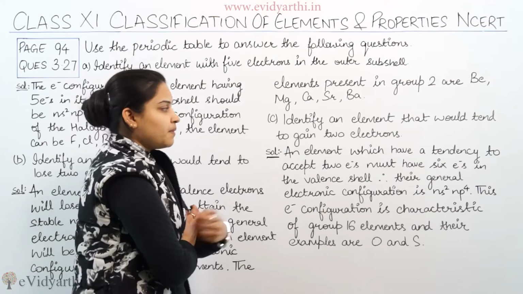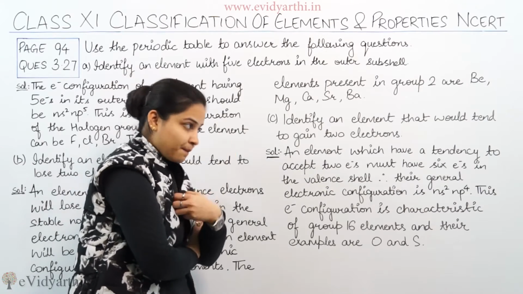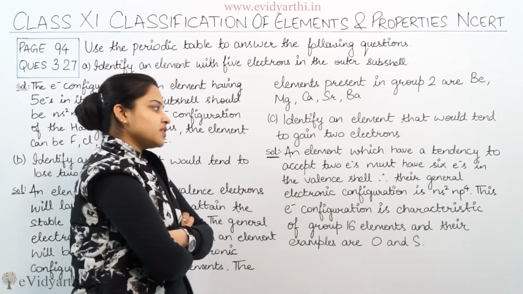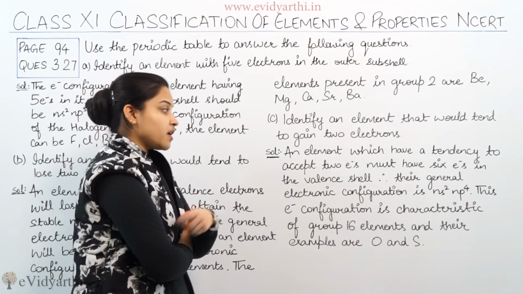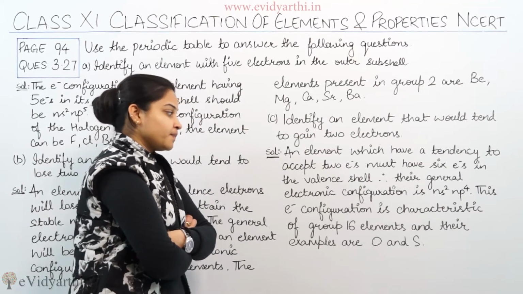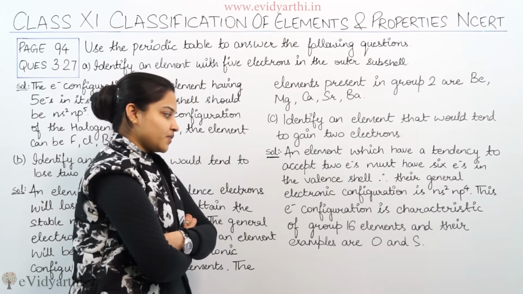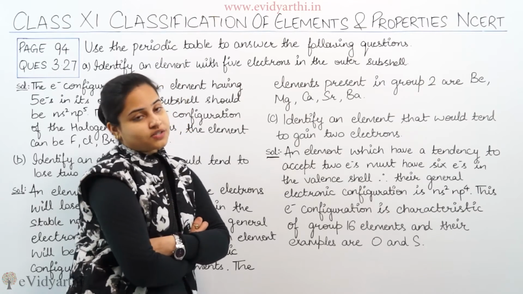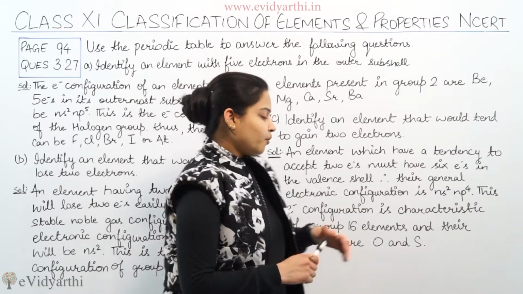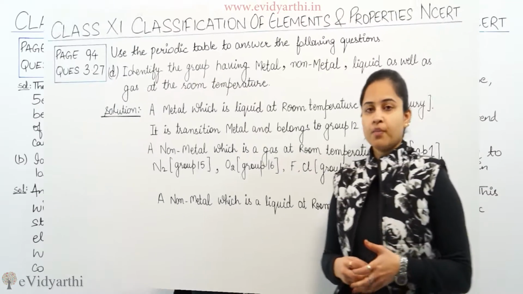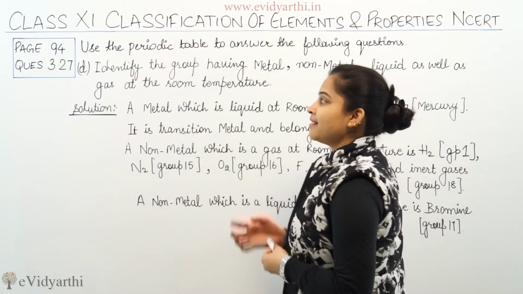Fine. So an element which has a tendency to accept 2 electrons must have 6 electrons in the valence shell. Therefore, their general electronic configuration is ns2 np4. This electronic configuration is characteristic of group 16 elements, and their examples are oxygen and sulfur. So now moving on to the last part of the question, that means part D of the question.